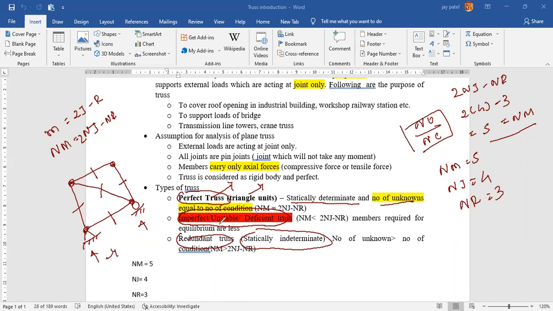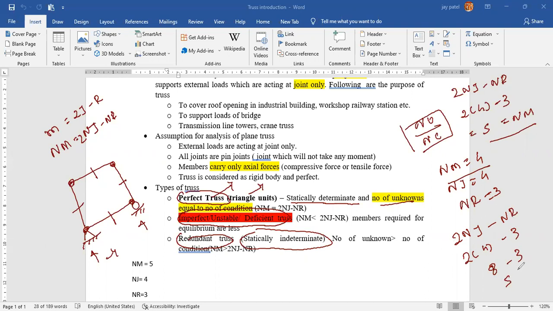Now, the second type is the imperfect, unstable or deficient truss. I am taking the same truss as an example, but I am removing the inclined member. Now tell me the number of members here. Type in the chat box. Yes, 4. Now tell me the number of joints. It remains the same, 4. The number of reactions remains the same, 3. Now apply the same equation: 2NJ minus NR, so 2 into 4 minus 3, 8 minus 3, that is 5. Now, what is the number of members?